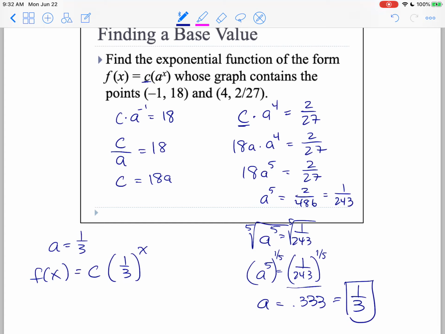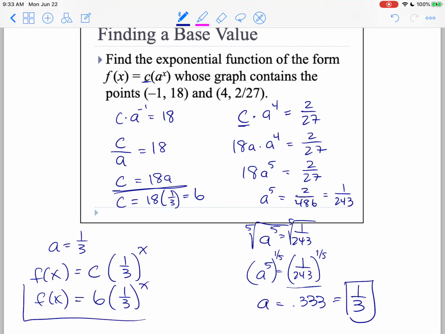Now I need to figure out what c is. Well, I can go ahead and use this original equation here that I got. C equals 18a. So c is equal to 18 times 1/3, which is just 6. So my actual function is f of x equals 6 times 1/3 to the x. And this is my final answer here, is this equation.